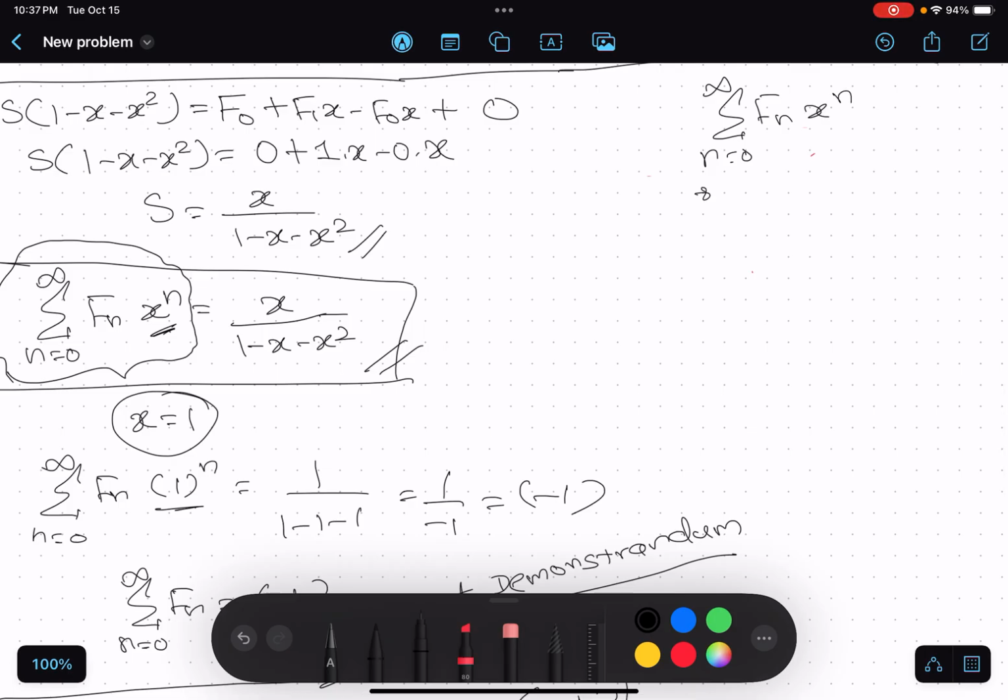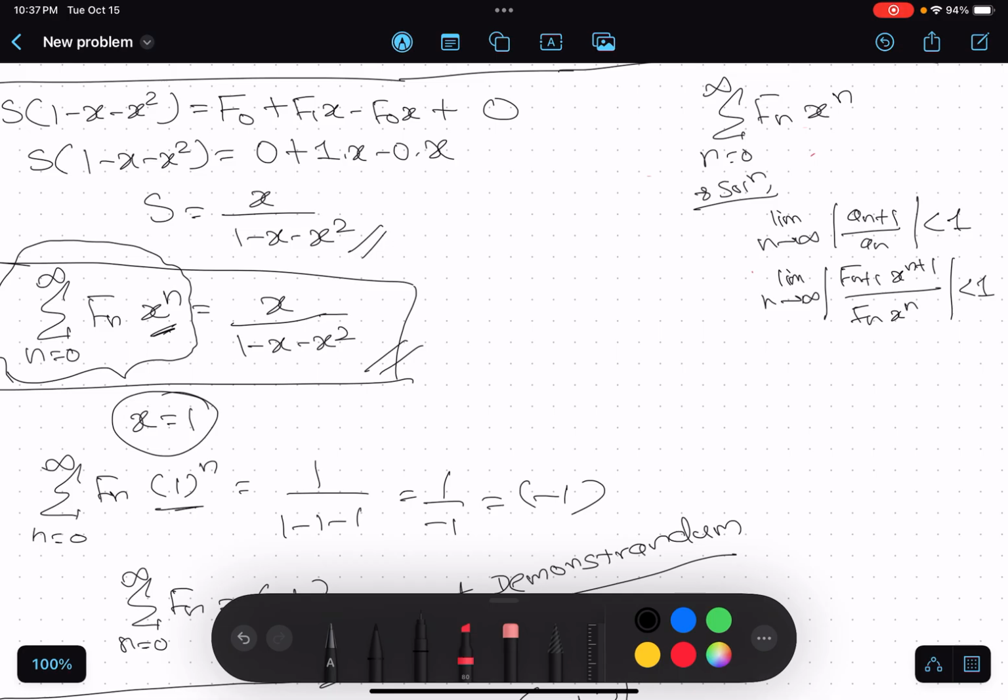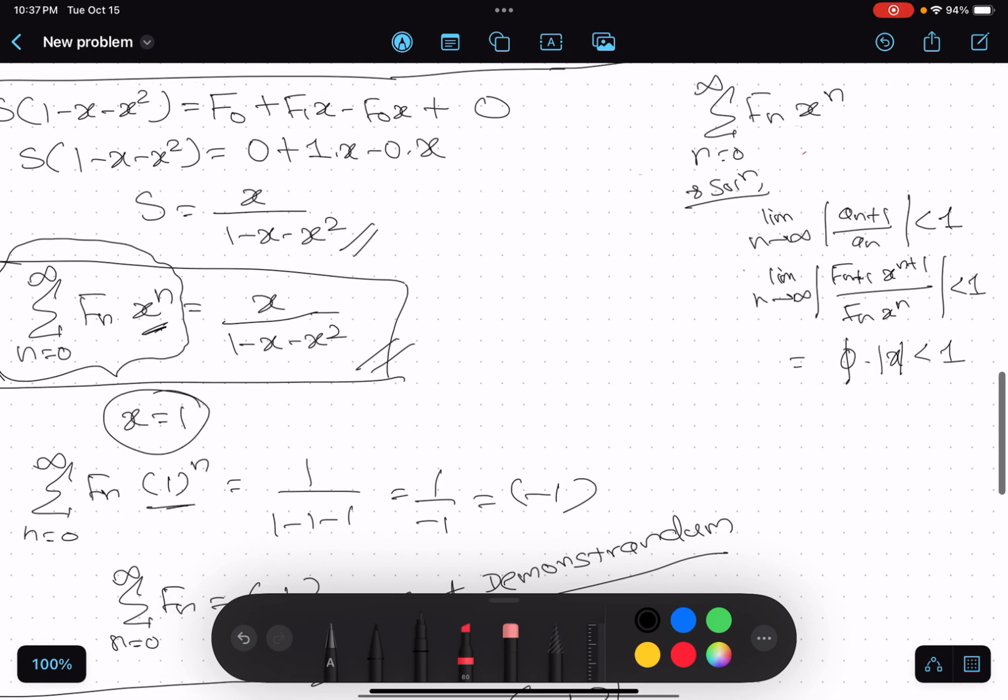And from the ratio test, we know that for it to converge, the limit as n goes to infinity of the n plus 1th term by the nth term should be less than 1, right? And so the limit as n goes to infinity of the modulus of F(n+1) x to the power n plus 1 divided by F(n) x to the power n should be less than 1, right? And we know that the ratio of the Fibonacci numbers at infinity is equal to the golden ratio phi times this is just x is less than 1, right? The modulus of x is less than 1.